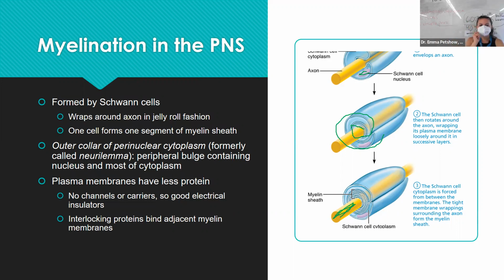The plasma membranes then are going to have less protein. You're not going to see any channels or carriers, so they're really good electrical insulators. And you'll see there's almost like these interlocking proteins that bind together, each one sheath, one cell to one sheath, one cell to provide one single layer. Every sheath is made from one cell itself. So there'll be one sheath around, a binding protein, another sheath around, a binding protein, etc. That's our myelination in the peripheral nervous system by Schwann cells.